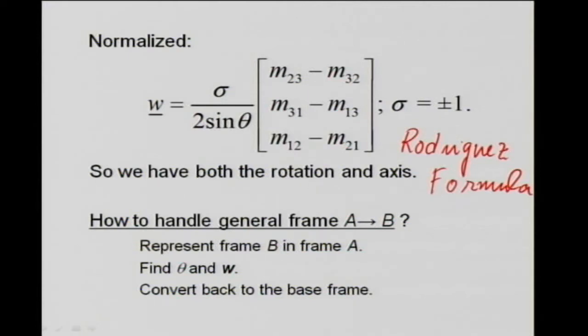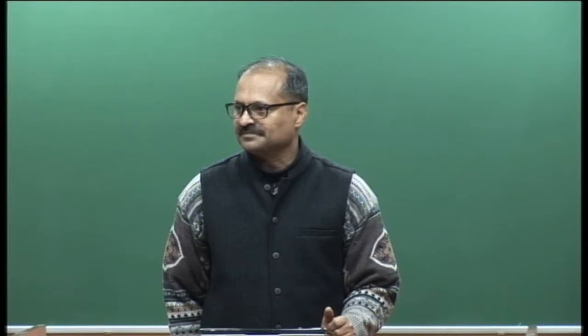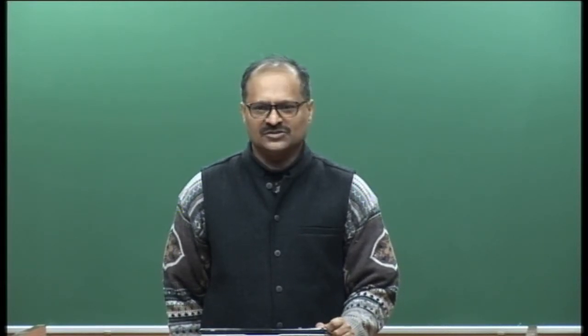So then you land up with sigma is plus or minus 1, because there is still uncertainty about which rotation you want to go to, and so you can find out both the rotation and the axis. And then we come to this point, as to how you handle the general frame transformation from A to B. It's very simple: you represent frame B in frame A, find theta and W, and just convert back to the base frame. So then you can use all of this method. So clear so far?